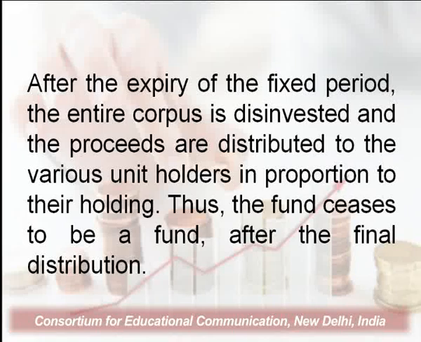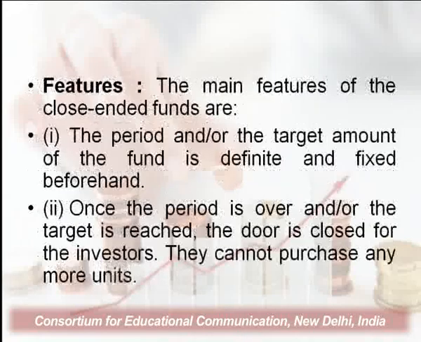And after the expiry of the fixed period, the entire corpus is disinvested and whatever proceeds come out as a return is distributed to various unit holders in proportion to their holdings. Thus, the fund ceases to be a fund after the final distribution. Some features of these closed-ended funds are that the period and the target amount of the fund are definite and fixed beforehand. Once the period is over and the target is reached, the door is closed for investors.